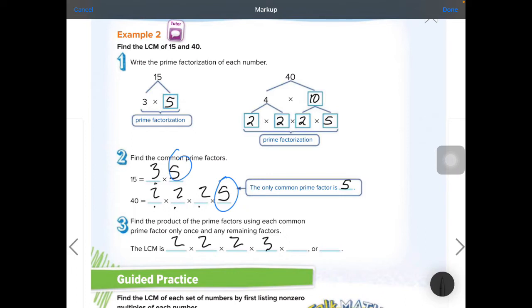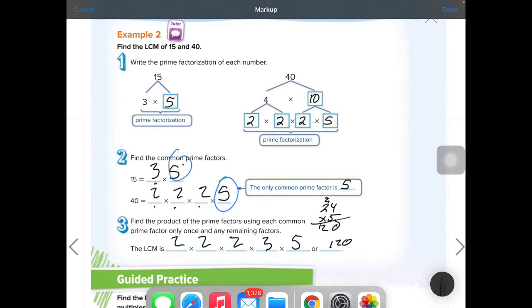Then we're going to use this 3. And we're just going to use one 5, even though they both share a 5. And so we're going to multiply that all together. So 2 times 2 is 4, times 2 is 8. 8 times 3 is 24, and then 24 times 5 is 120.